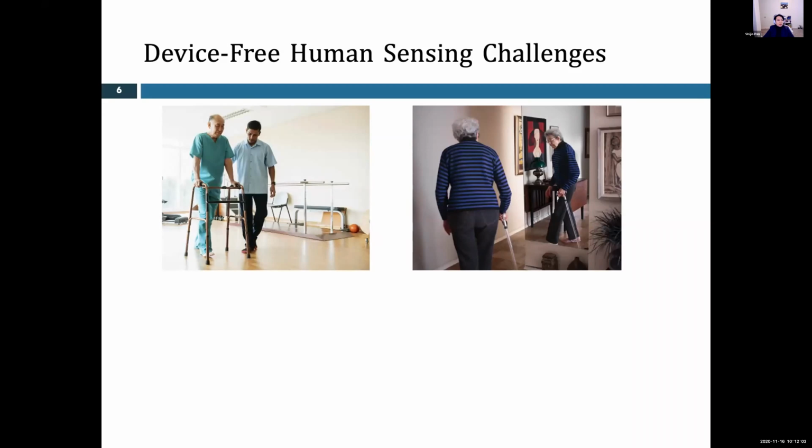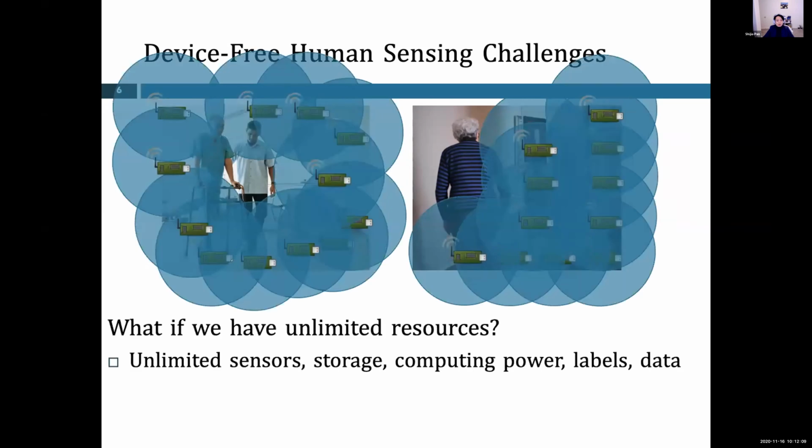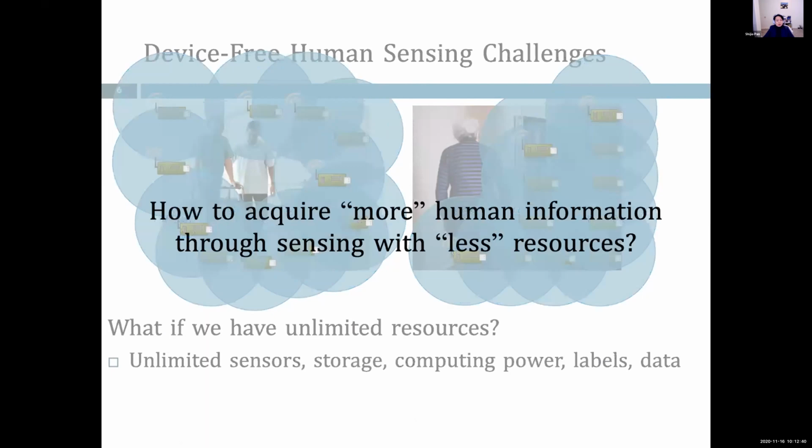I always like to start with an ideal setting for systems. So what if we have unlimited resources? If we have unlimited sensors, storage, computing power, labels, and data, then device-free human sensing will actually be easy. But I hope you agree that this is ridiculous in reality. So how can we acquire more human information through sensing, but with fewer resources? That's the question we want to answer.